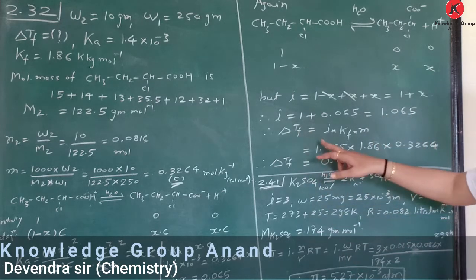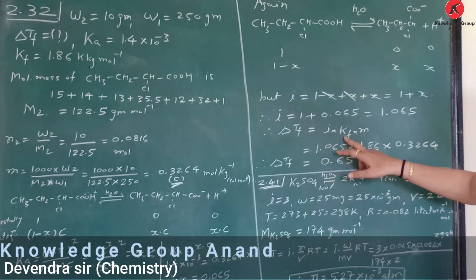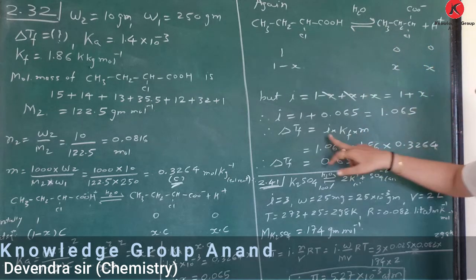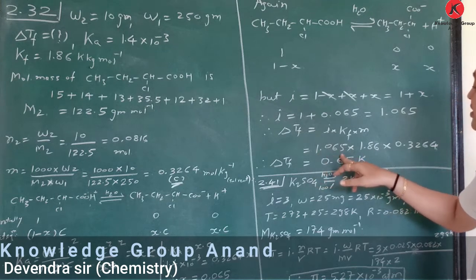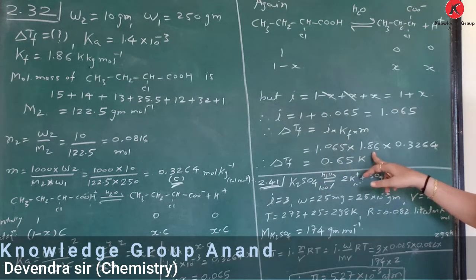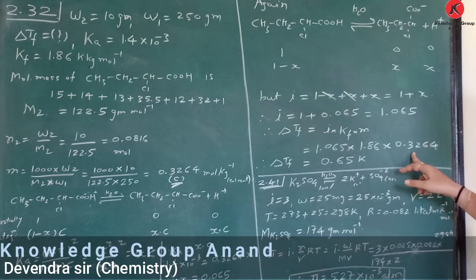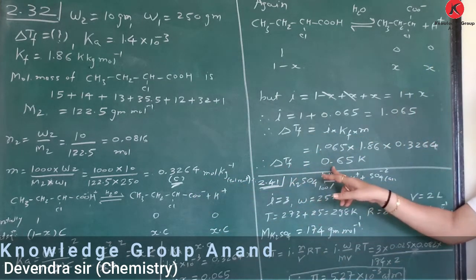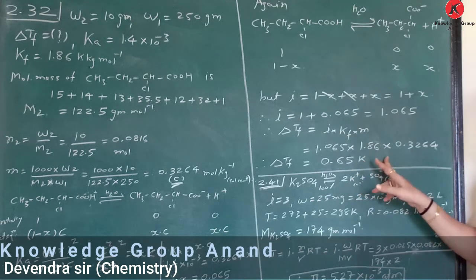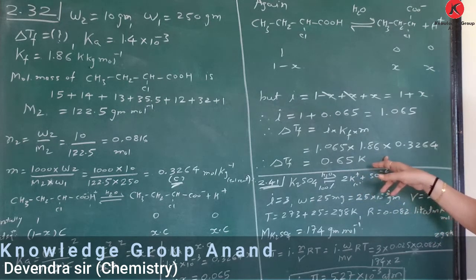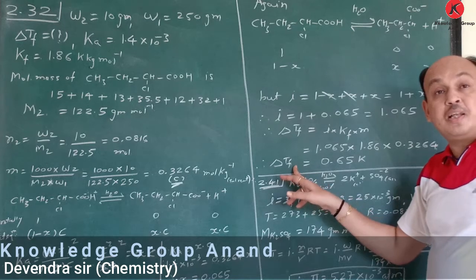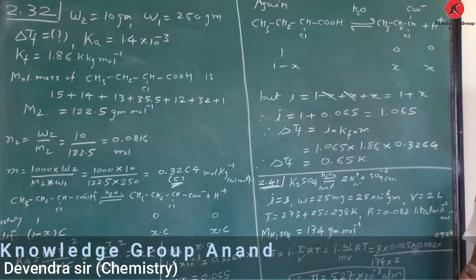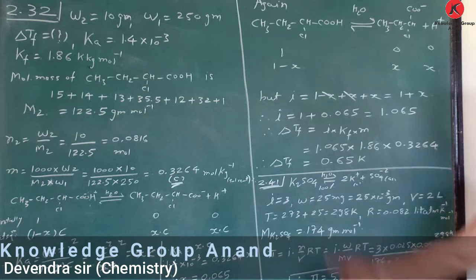So delta Tf is equal to, you know this formula, I into Kf into M, because here it is dissociated in terms of 2 ions. That's why here the value of I is 1.065, the value of Kf is 1.86, and the molality is 0.3264, which you already calculated here. So delta Tf is equal to 0.65 Kelvin. This is the correct answer of this 2.32. Delta Tf is nothing but depression in freezing point.